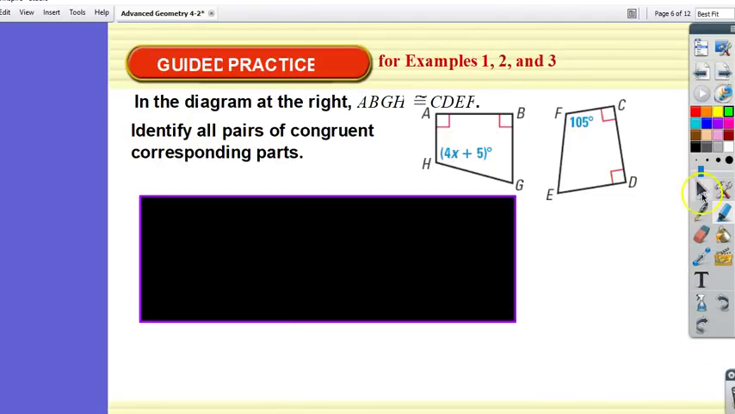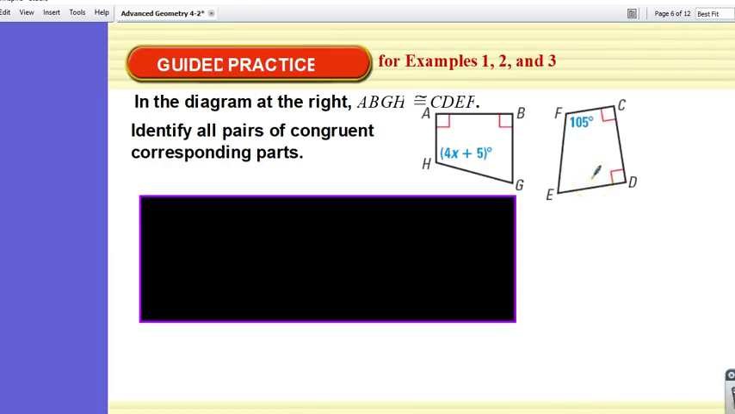All right. So, let's look at the next one. ABGH is congruent to CDEF. Identify all pairs of congruent corresponding parts. Well, angle A, I don't even have to look at the diagram right now, right? Angle A is congruent to angle C. Angle B is congruent to angle D. Angle G is congruent to angle E. Angle H is congruent to angle F. Right? Side AB is congruent to CD.